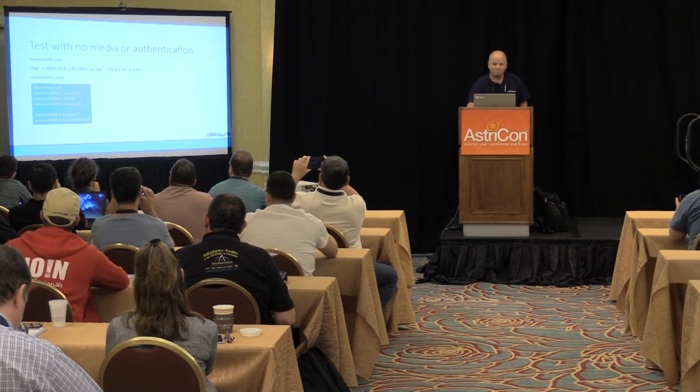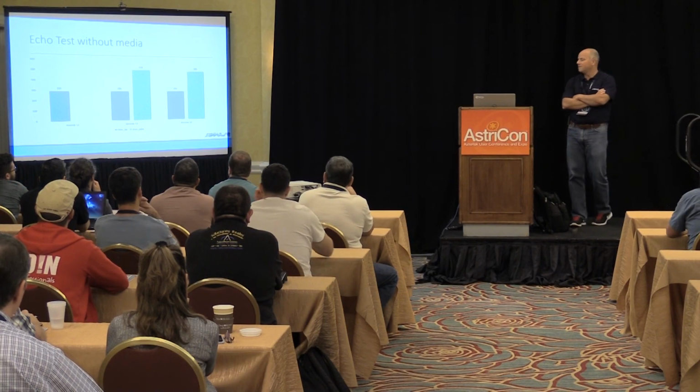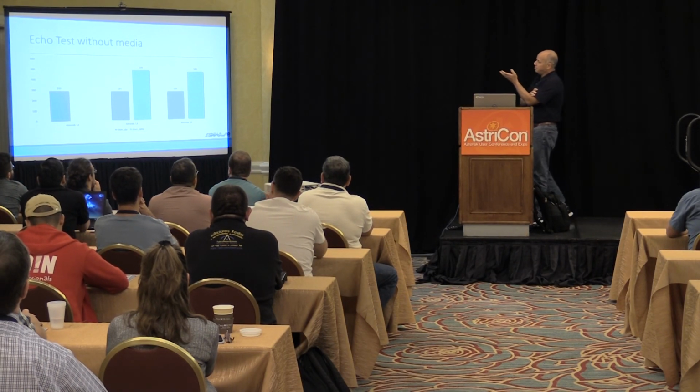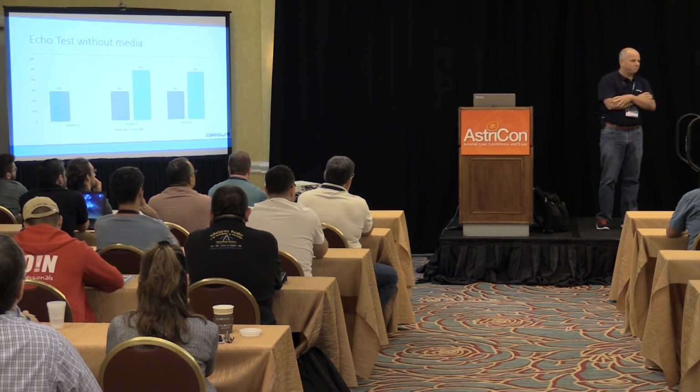So let's see. The first test is the echo test without media. For Asterisk 11, we have 295 calls per second. For Asterisk 13, 295 calls per second, and for Asterisk 15, 295 calls per second. That means that we have not done anything with chan_sip lately. We are having more or less the same performance of chan_sip since version 11. And in version 11, you don't have PJSIP because PJSIP was introduced in version 12.